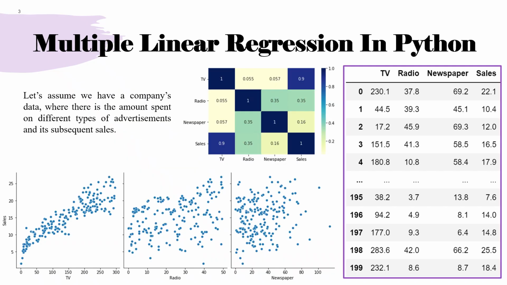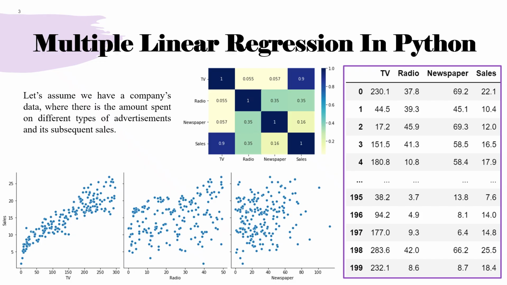Let's go over an example together. We are given a company's data that includes the amount of money spent on different types of advertising media, including TV, radio, and newspapers, along with the resulting sales. Our goal is to fit a multiple linear regression model that predicts sales based on the company's investments in these different advertising channels. In this model, sales will be the response variable, and advertising expenditures on TV, radio, and newspapers will serve as the predictor variables.